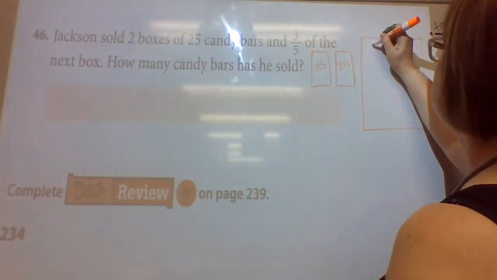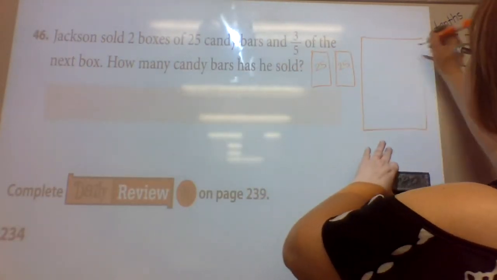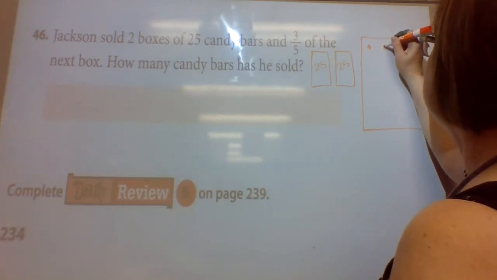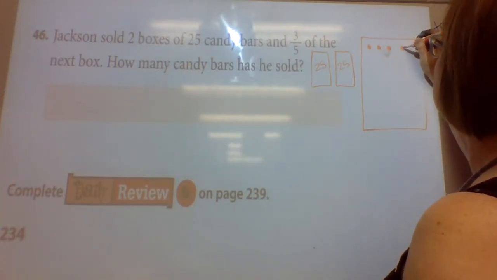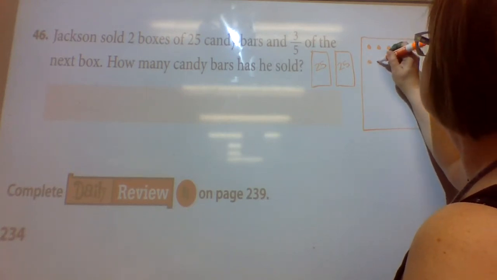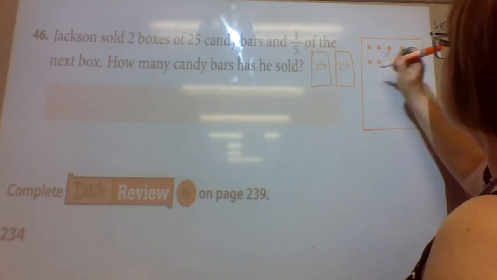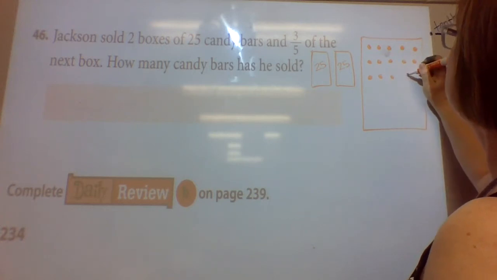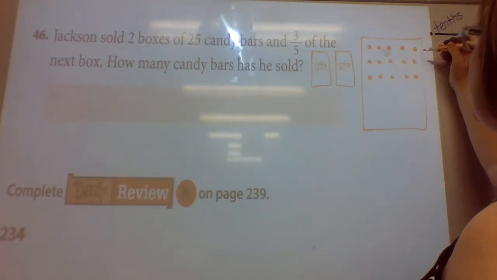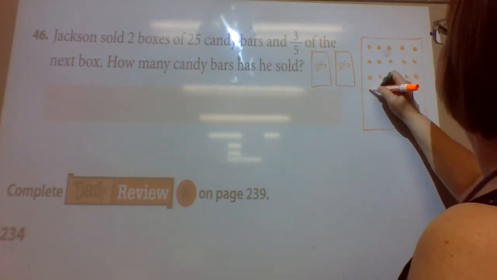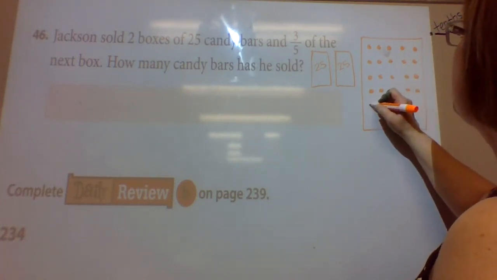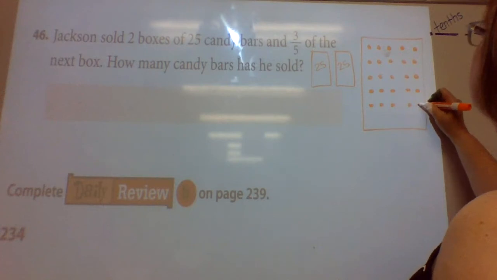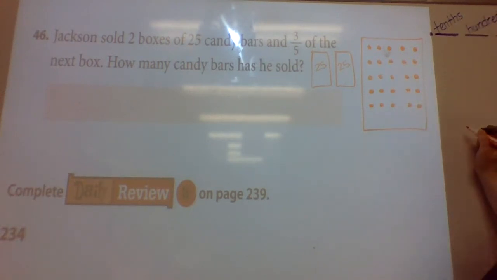Okay, so 25 again, and this time I'm going to do it in 5 rows. 1, 2, whoops, gonna have to be closer. 2, 3, 4, 5. 1, 2, 3, 4, 5. 1, 2, 3, 4, 5. 5, 10, 15. 1, 2, 3, 4, 5. 20. 1, 2, 3, 4, 5. Okay, those are weird looking candy bars, but that's okay.